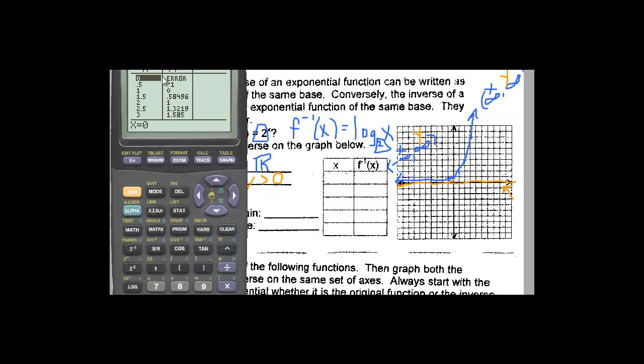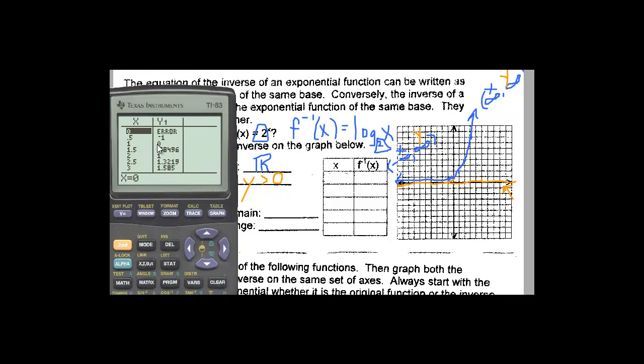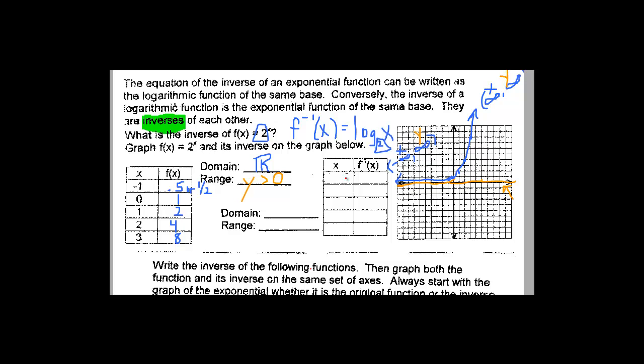Now we go to second graph, which is our table. When you get 0, there is an error. So at 0.5, I have -1. At 1, I have 0. At 2, the y value is 1. At 4 it is 2. And at 8 it is 3. So let's plot these points.